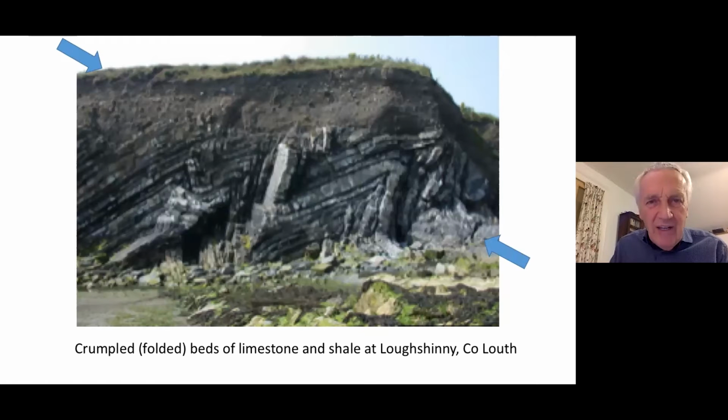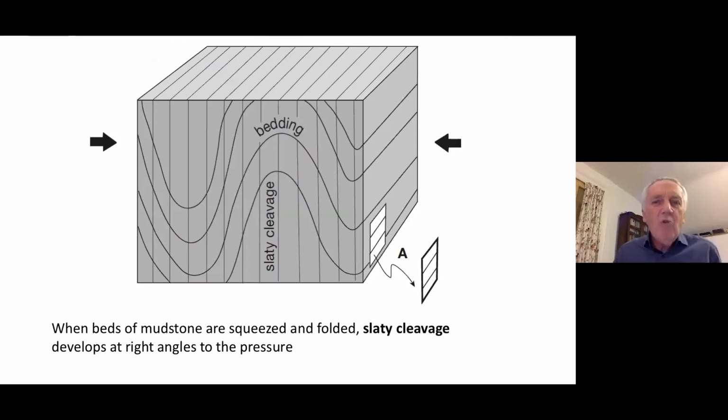Now, if mudstone on its own is squeezed like this, folds are formed, as this cartoon shows. So these lines follow the bedding, and the folds are formed, and a slaty cleavage develops at right angles to the direction of compression.